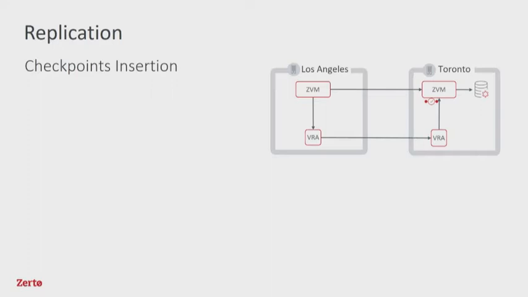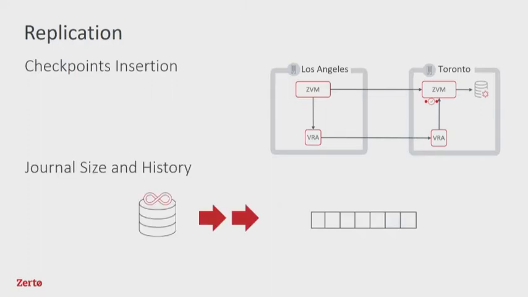And then the VRAs on the recovery side will acknowledge to the recovery side ZVM that they accepted that checkpoint. At the same time, the protected site ZVM, the production side ZVM, will send to the recovery side ZVM information on that checkpoint. This way, we close a feedback loop. And if all VRAs that are involved in protecting this protection group accepted and acknowledged to the ZVM on these specific checkpoints, then it is a valid checkpoint.